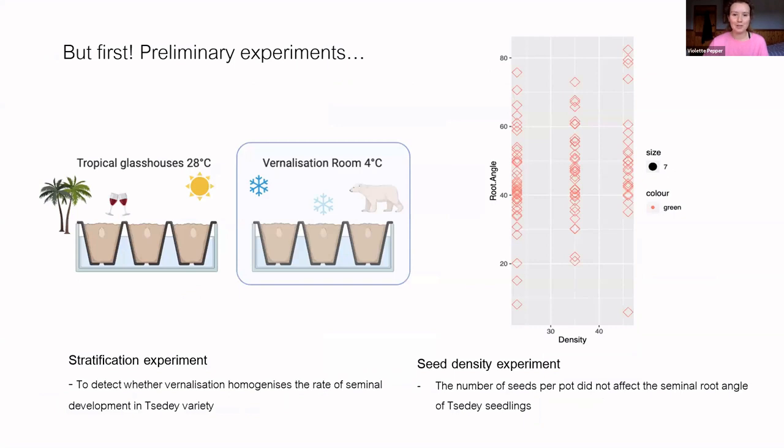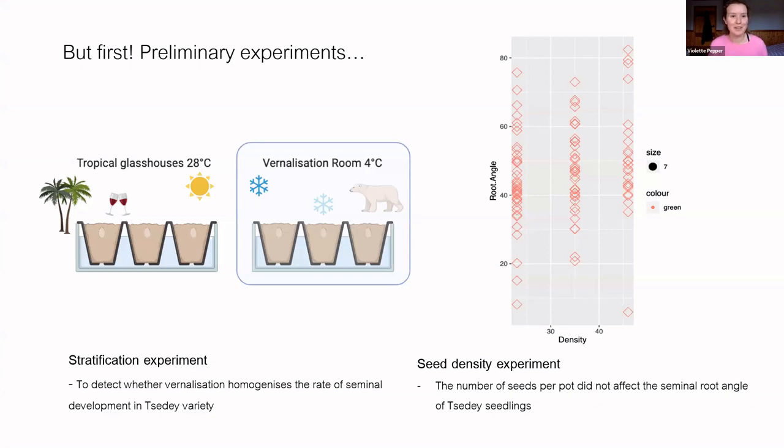So to fulfill the first objective, the genetic screen, I helped set up a few preliminary experiments. The first was a stratification experiment to see whether placing some teff plants in a vernalisation room, which is cooled to 4 degrees Celsius, which was lovely this summer to be inside, would homogenise the development of teff seedlings. This was initiated during my ongoing growing experiments because I noticed that there was quite a lot of variation in how quickly the seminal roots developed amongst the population of teff seedlings.